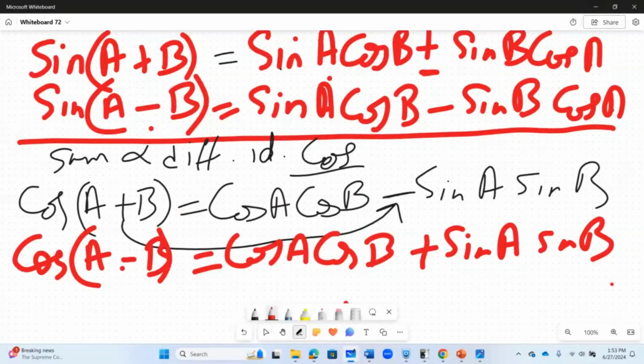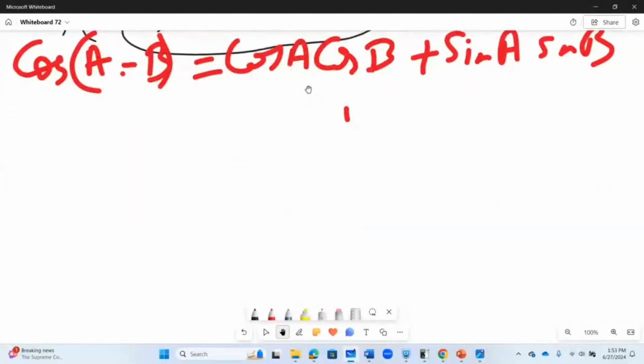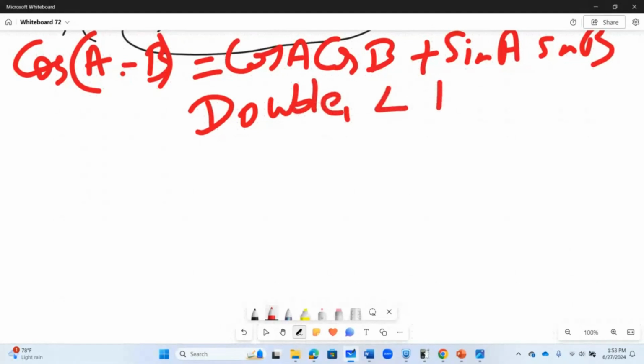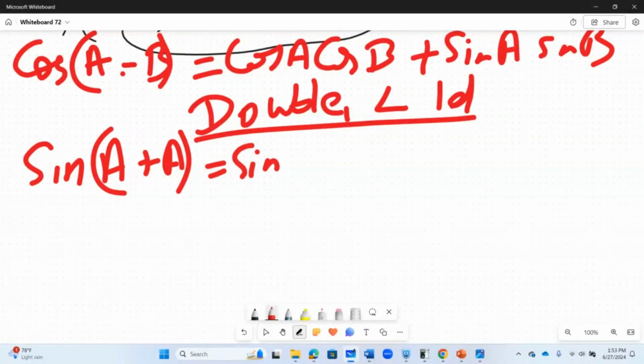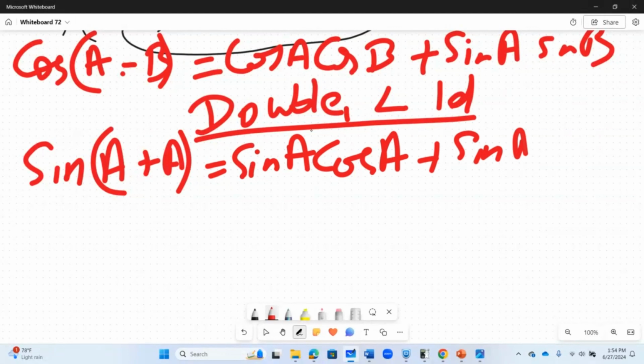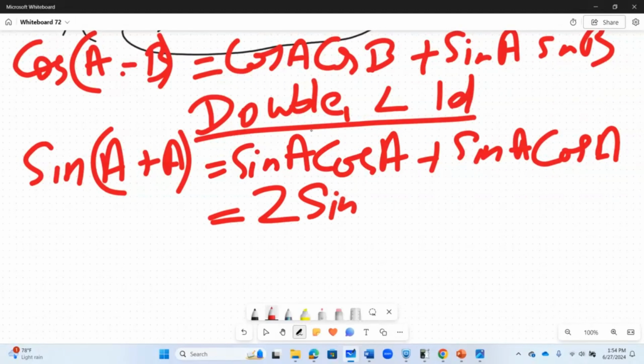Now, when do we talk about double angle? Okay, let's talk about double angle. There are so many equations that come out of double angle, but you need to know this one first. So double angle identity. What does that mean? That means sine A plus A. Sine A plus A is sine A cos A plus sine A cos A, which is the same as 2 sine A cos A.